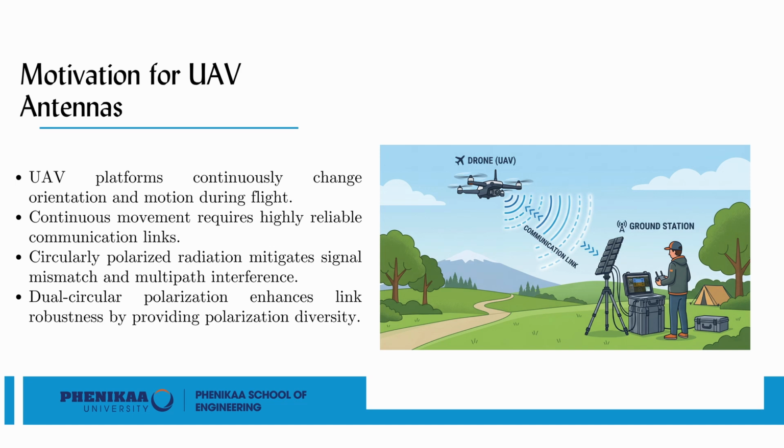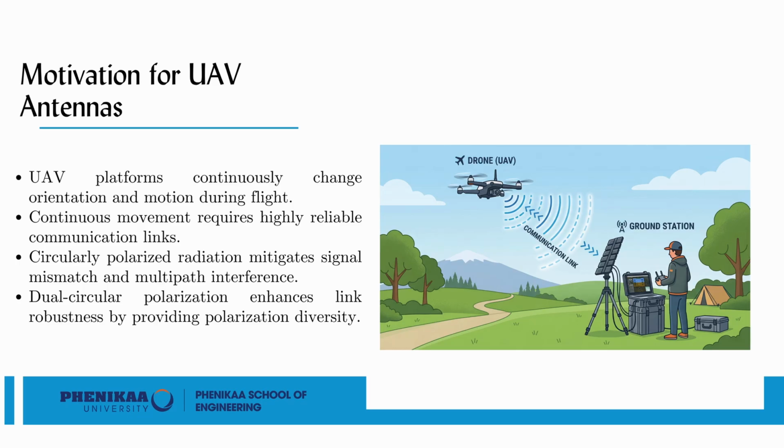Unmanned aerial vehicles operate in continuous motion, frequently altering their pitch, roll, and yaw during standard flight operations. This dynamic orientation introduces significant polarization mismatch when communicating with stationary or tracking ground stations. Implementing circular polarization effectively mitigates these mismatch issues and reduces the multipath fading that is typical in complex outdoor environments.